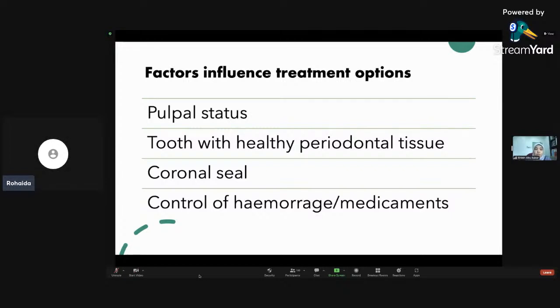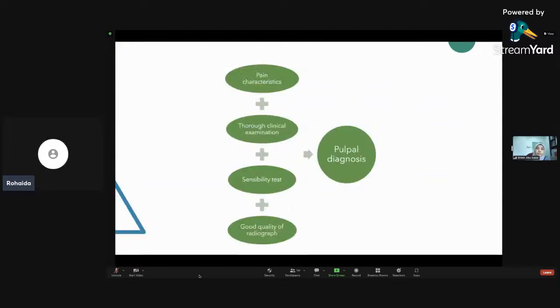Okay, a fundamental thing is you must have good coronal seal, because no matter how good your RCT is, even in a permanent tooth, if you have a leakage, you might have a failure as well. And then the control of hemorrhage, the hemostasis that you get, and also what type of medications or dressing material that you put on as a capping play an important role as well. So we're gonna go one by one through those factors.